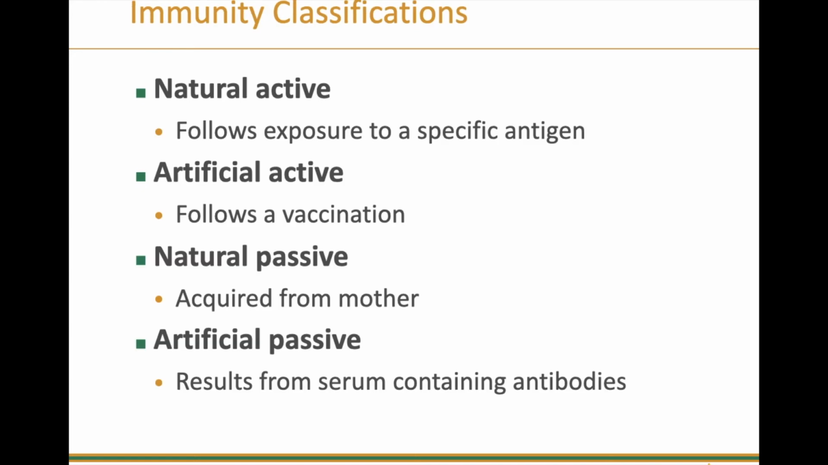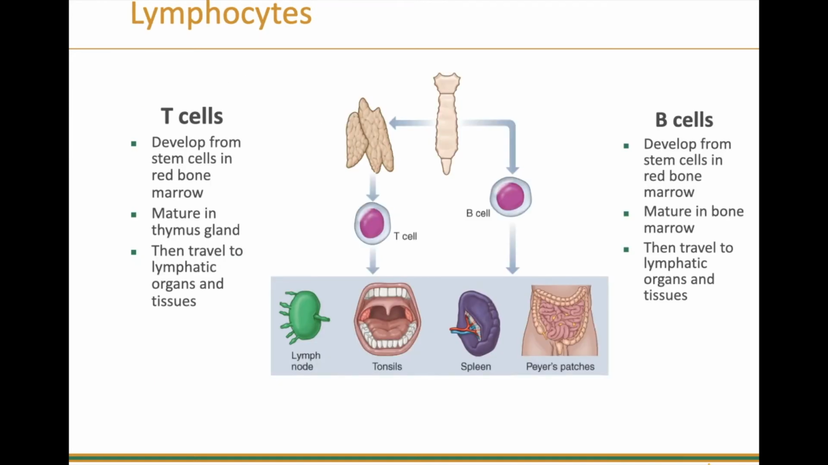Alright. Next we're going to talk about lymphocytes. So T lymphocytes mature in the thymus. Again, they start off in the red bone marrow. B lymphocytes mature in the bone marrow, and then they'll travel to the lymphatic organs and other tissues.